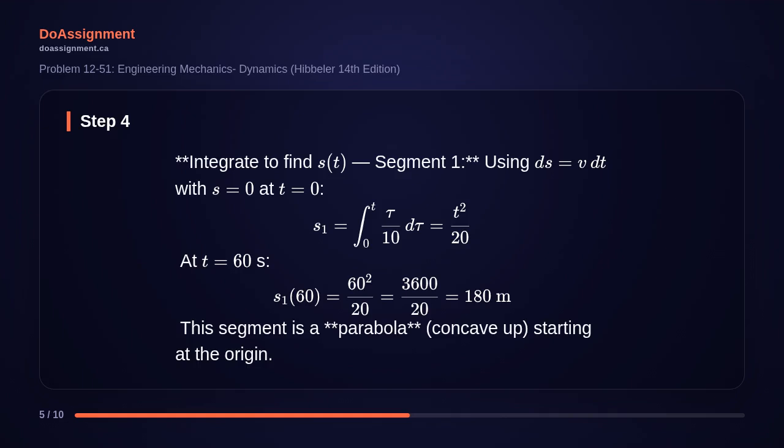Integrating v equals t over 10 from 0 to t gives s equals t squared over 20. This is an upward opening parabola. At t equals 60 seconds, the position is 60 squared divided by 20, which equals 180 meters.